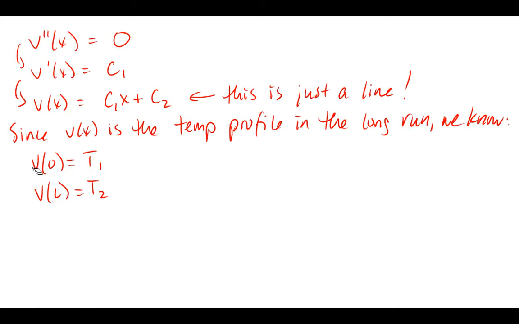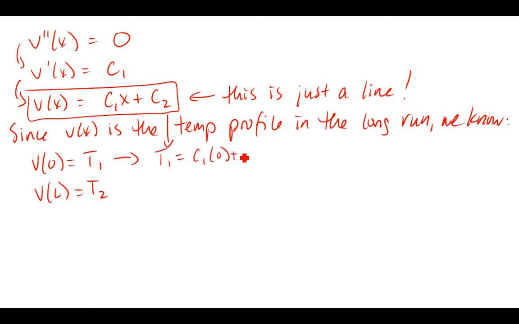So the temperature V in the long run on the left side, that's 0, is T1, and on the right side is T2. But this is going to tell us immediately some good stuff about V. So let me put a box around that. The fact that V of 0 is T1 immediately tells us something. If I run 0 through that, T1 is C1 times 0 plus C2, which tells me that C2 is T1, which is a little funny. But the letters are like that, but that's all right.